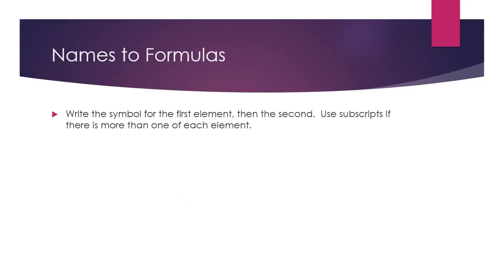If you're going from a name to a formula, you write the symbol for the first element and then the symbol for the second. Then put in subscripts if there is more than one of each of these. Here are some examples. Xenon hexafluoride has a formula of XeF6. Sulfur trioxide has a formula of SO3.